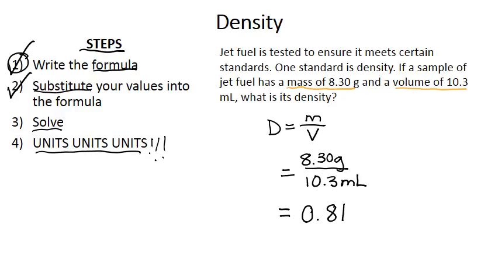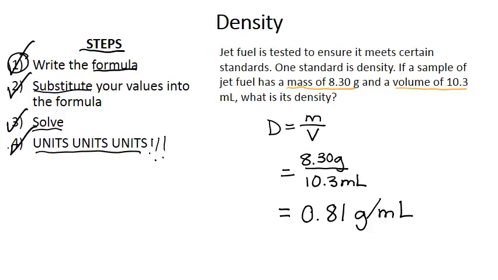Now it's 0.81. We've solved it, but we need to write our units. Our units are going to be grams per milliliter. So in this situation, the jet fuel has a density of 0.81 grams per milliliter. We have written our units and we are done.